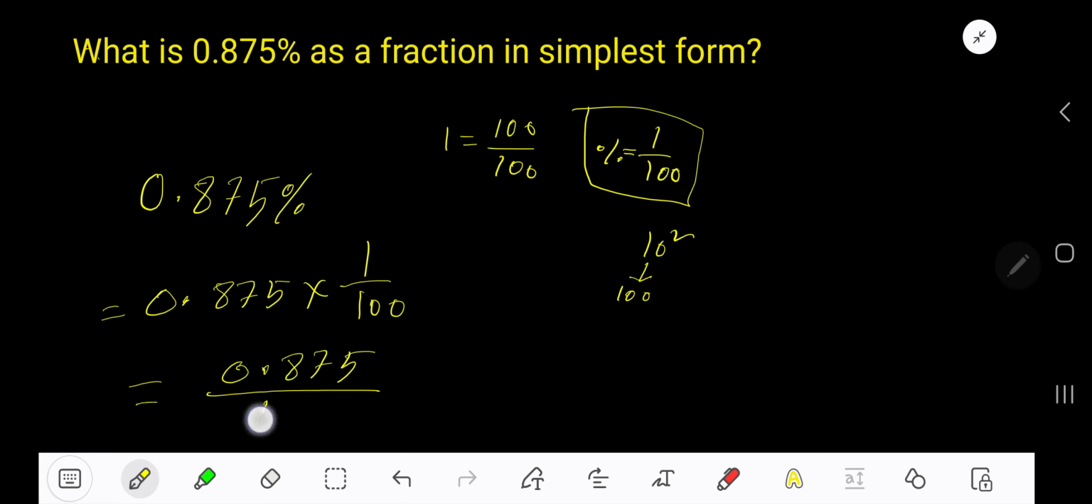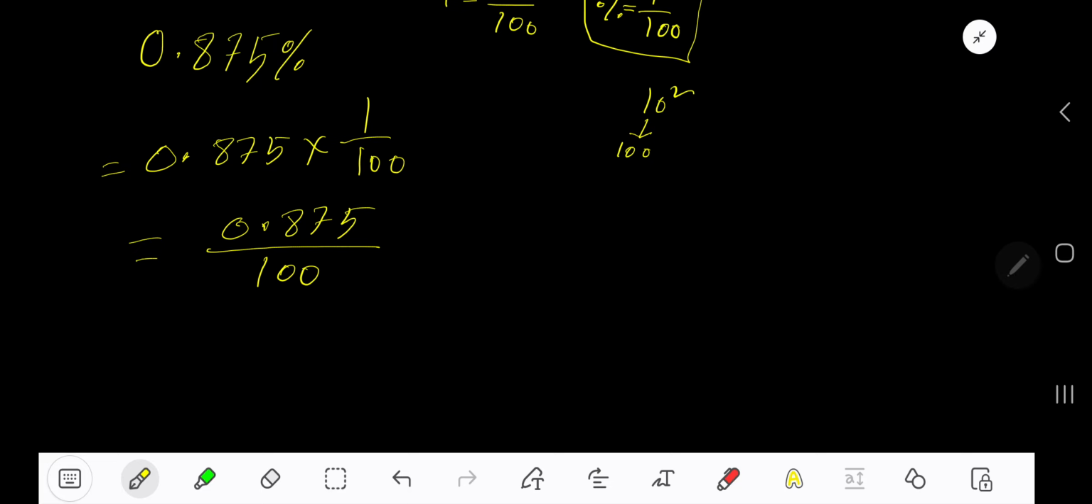0.875 divided by 100. To divide this decimal by 100, look, 10 to the power 2 means 100, so 100 is a power of 10 number. So to divide a decimal by a power of 10, just count the number of zeros and move the decimal from right to left equal to the number of zeros. So move the decimal how many places? 2 places, as we have 2 zeros. 1 place, placeholder 0, 2 places here.